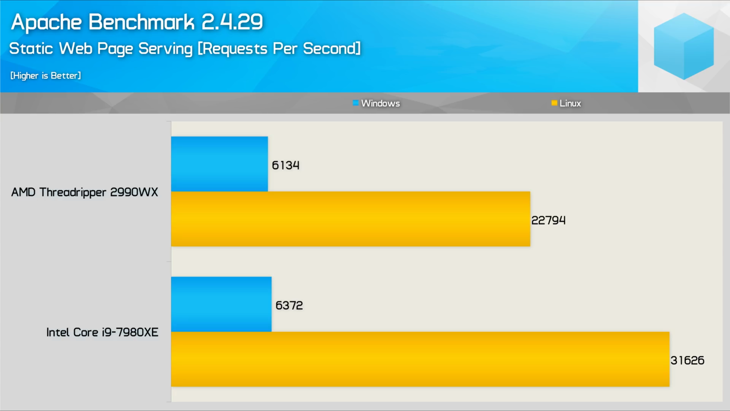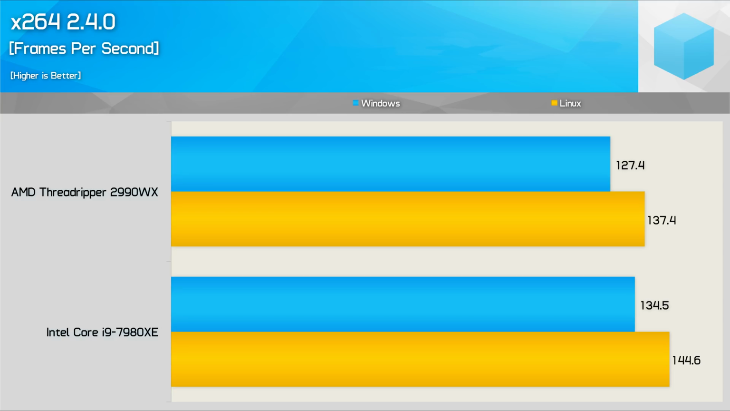so not a great result here for the 32-core processor. We've seen previously that encoding performance isn't a particular strength of the 2990WX, and we see that again here as the 7980XE was 6% faster when using Windows. And having said that, it really wasn't much better with Linux either. The 7980XE was still able to edge out the 32-core processor. So for encoding workloads, Linux appears to do little to help out the 2990WX.